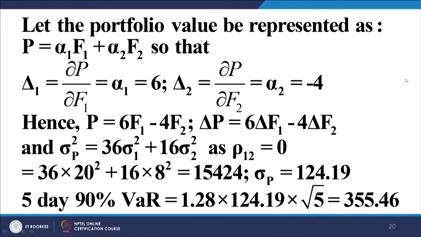So, 36 into sigma 1 square plus 16. This 36 comes from 6 square, sigma 1 square is the variance of the first factor, minus 4 square gives me 16, and sigma 2 square is the variance of the second factor. Substituting the respective values, I get sigma p is equal to 124.19, and the rest is as usual. Z is equal to 1.28 for 90%, root 5 because of the 5-day, and this is the standard deviation, and we get the value at risk as 355.46. Now, we come to a portfolio comprising of derivatives.